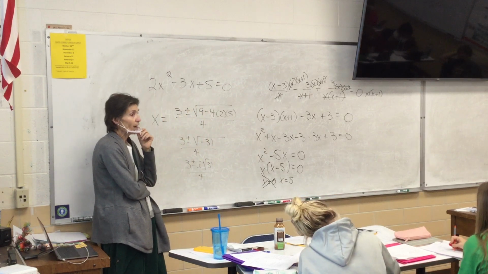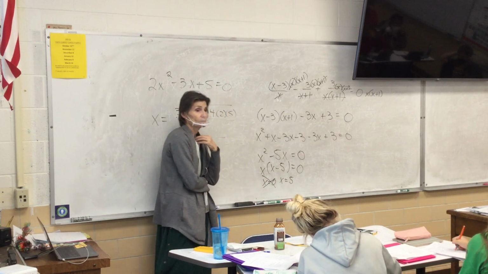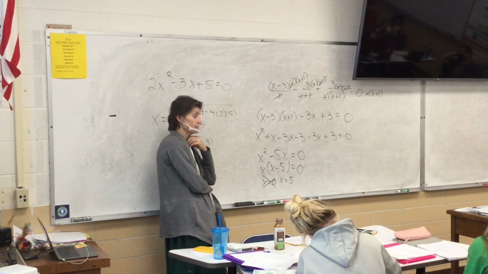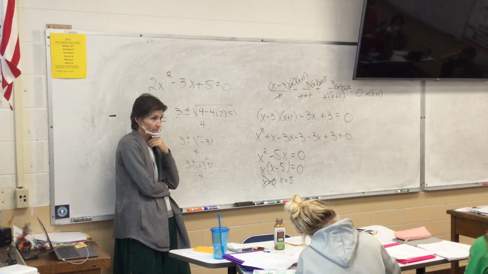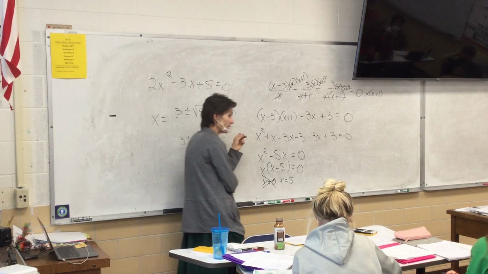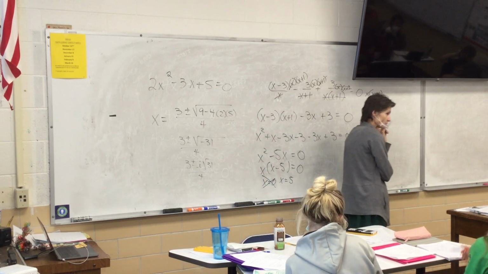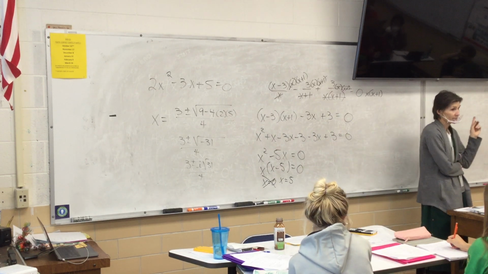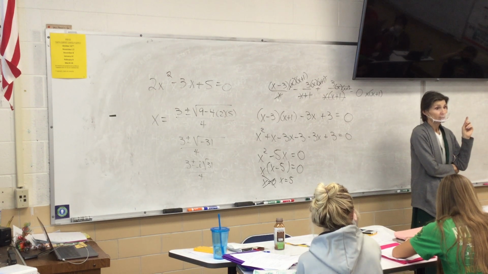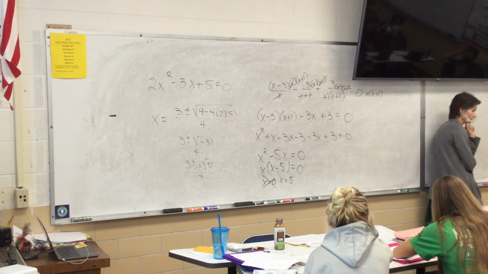You are never allowed to have a 0 in the denominator. Okay? This is going to be a multiple choice question on the exam. One of the answers will probably say x equals 0, x equals 5, to trip you up, right? Pay attention.